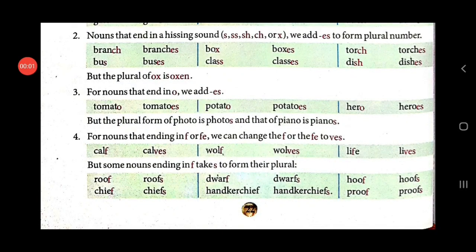But again, there are a few exceptional words, children, where if a word ends with F, then to change it into plural, we have to add S to that particular word. For example, see, roof, roofs, chief, chiefs, dwarf, dwarfs, handkerchief, handkerchiefs, hoof, hoofs, proof, proofs. So here, instead of replacing F, they have added S to the singular noun and it becomes plural. So, as I told you, there are a few exceptional words which you have to keep in mind.